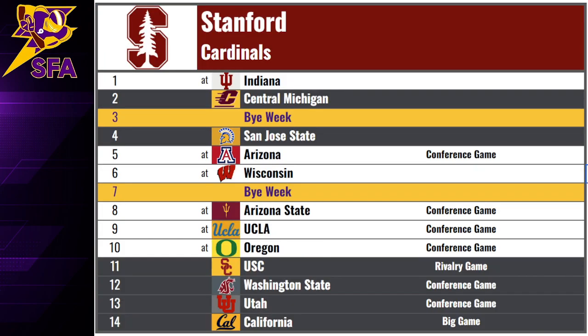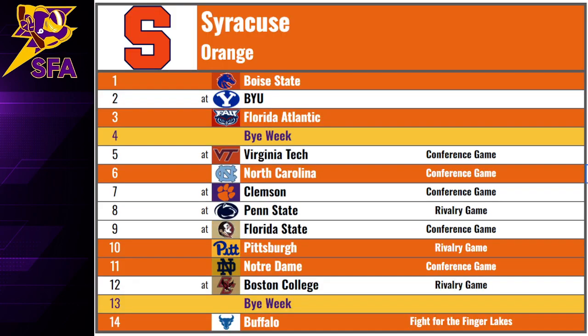All right, Stanford, can they have a better year this year? The non-conference, definitely favorable. Indiana, Central Michigan, San Jose State, Wisconsin. If they lose a non-conference game, they should get demoted. Obviously, 4 home games end the season as well. So Stanford should be in for a bounce-back year. And Syracuse, their offense got completely destroyed in the offseason. Boise State, BYU, Florida Atlantic, and then they also have Penn State.